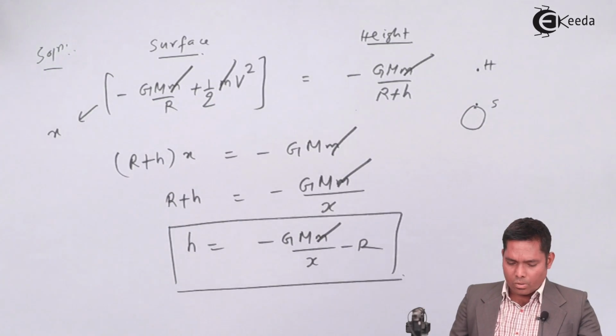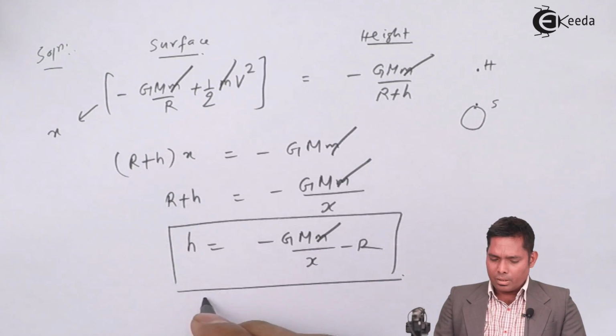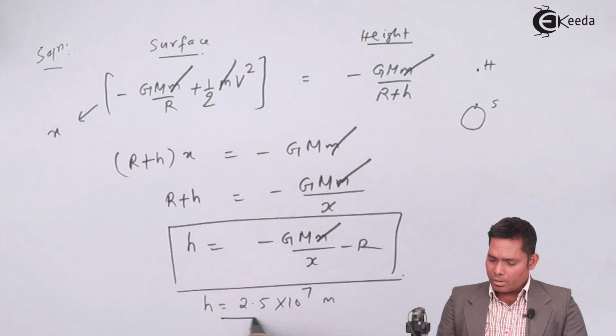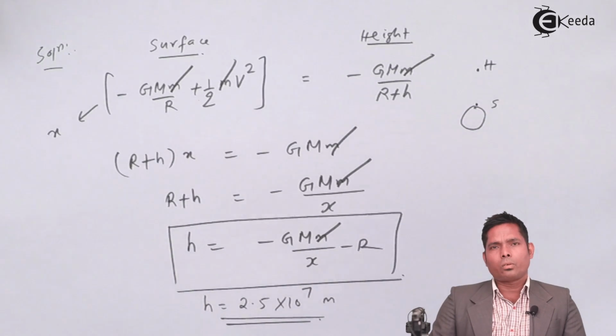I'll just tell you, because this is only about the calculation part. Height comes out to be 2.5 10⁻⁷ meter. This is the height up to which it will go. Okay, thank you.